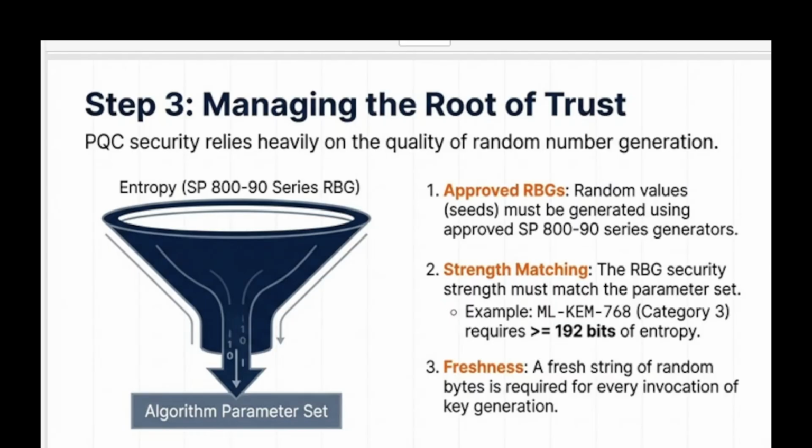Slide 9, managing the root of trust. The integrity of post-quantum security is dependent on high-quality random number generation. Organizations must use approved SP 800-90 series generators to ensure the RBG strength matches the chosen parameter set. A fresh string of random bytes is required for every individual invocation of the key generation process.